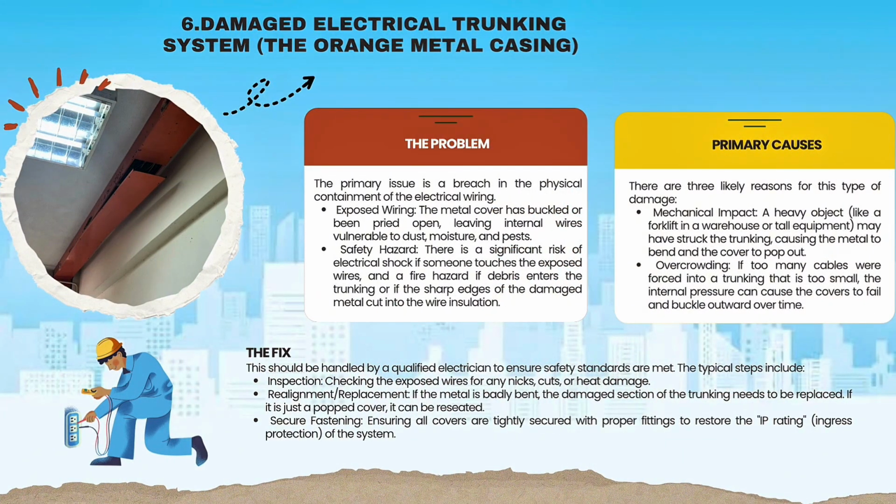Okay, 6. Damaged electrical trunking system, the orange metal casing. The primary issue is a breach in the physical containment of the electrical wiring. Exposed wiring is a safety hazard. The primary cause: there are three reasons for this type of damage. The first is mechanical impacts, a heavy object being kept in a warehouse or similar equipment, and the second is overcrowding. If too many cables are forced into a trunking that is too small, the internal pressure can cause the covers to fall off and buckle outward over time.